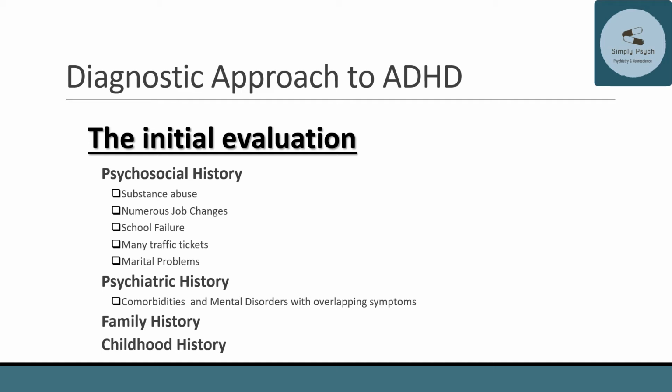Did they get many traffic tickets? Are there marital problems? And then in terms of psychiatric history, you want to make sure you discuss any comorbidities, especially the mental disorders with overlapping symptoms. And then the family history is important. ADHD definitely has a genetic component, and so it can be inherited. Not by classic Mendelian inheritance patterns, but it definitely runs in families. So any family history of ADHD would be important, and then childhood history.